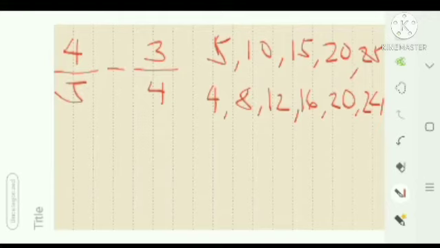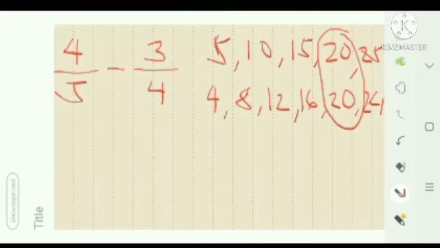Okay, so as you can see here, 20 is our least common multiple. Siya yung may pinakamaliit na value na makikita or common sa ating list. So therefore, 20 is our least common multiple.